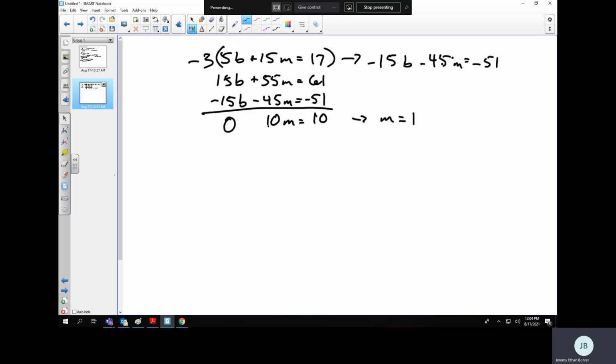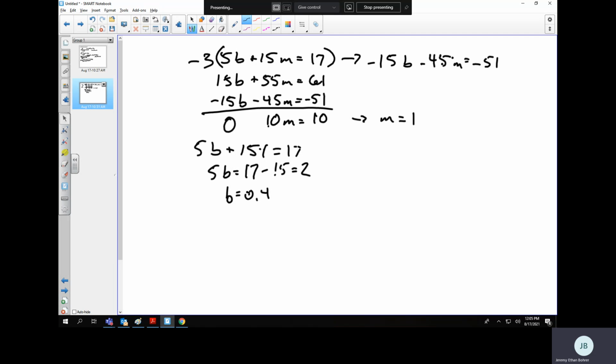Okay, now that I know that, I can plug this into any of these equations I've got. I'm going to use the first one. 5b plus 15 times 1 equals 17. So 5b equals 17 minus 15, which is 2. Which means if I divide both sides by 5, I get b equals 0.4, or 2/5.